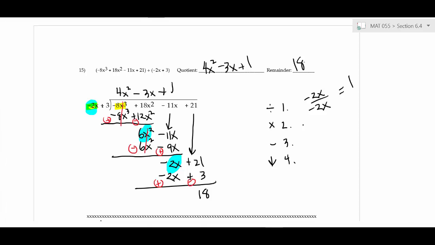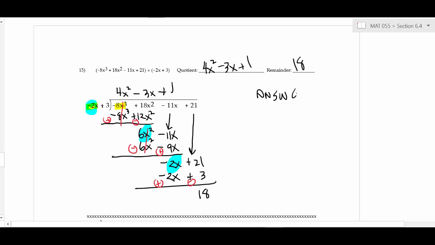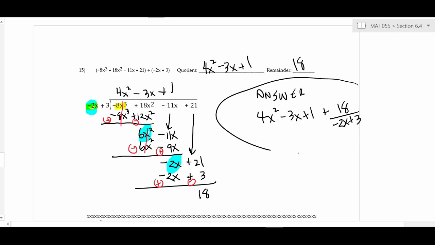Can you write 18, or do you have to write 18 over? It'll depend. When you're doing your homework on this, sometimes they're going to ask, what's the quotient, what's the remainder? And I'm glad you asked that, because if I just wanted you to give me the answer to the problem, you would say 4x squared minus 3x plus 1 plus the remainder over the divisor. And you have to have that plus sign like that. So that's how you write the answer.